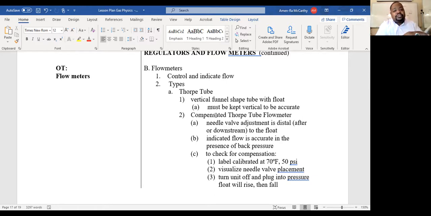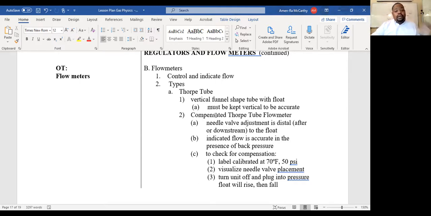You will use the regulators I showed you yesterday, which was considered to be the Bourdon gauge regulator. Because no matter which way you put that, it's going to show you the pressure that's still in there, right? So with the funnel type or the Thorpe tube, it has to be straight up and down for it to be accurate. If not, it's not going to be accurate.